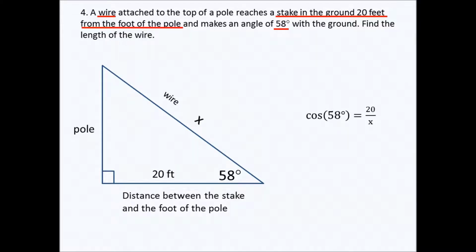We multiply both sides by x. X times cosine of 58 degrees is equal to 20 divided by x times x. The x's on the right side cancel out. So we're left with x times cosine of 58 degrees is equal to 20.